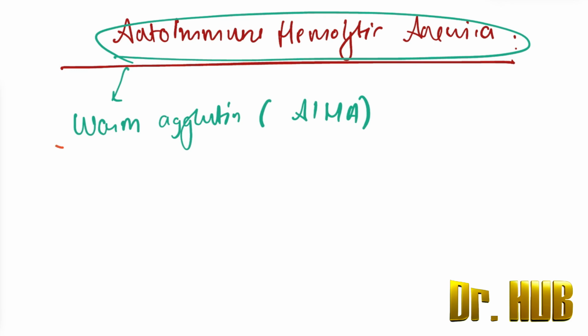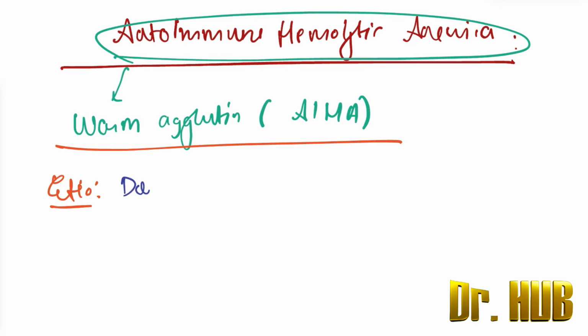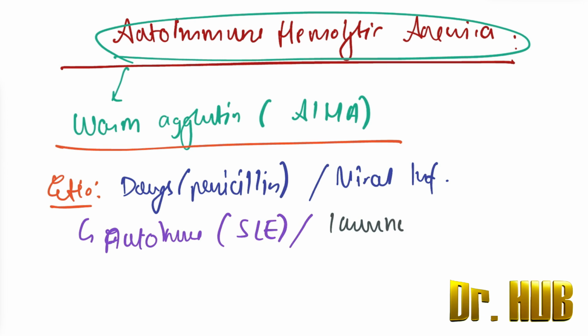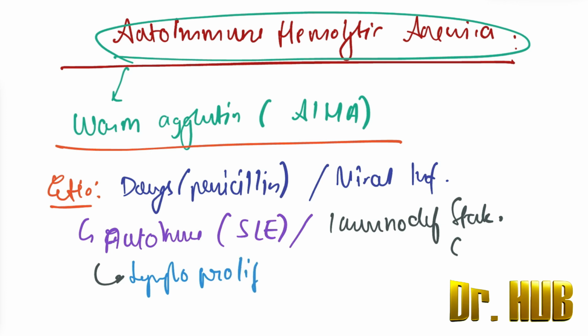So under the warm, let's look at the etiology. What is involved in the etiology? It includes drugs, such as penicillin. Then comes the presence of viral infections, and it can also be autoimmune. The autoimmune causes can include SLE and immunodeficiency states, as well as lymphoproliferative disorders. Examples are CLL.